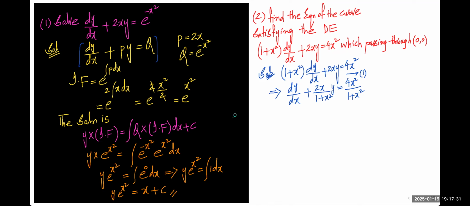Now this we have to compare with the standard form, that is dy by dx plus P y is equal to Q. So you can see easily the value of P is 2x by 1 plus x square, and the Q value is 4x square by 1 plus x square.